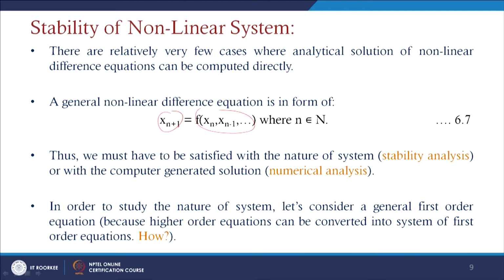Thus, we must be satisfied with the nature of the system first, that is, the stability analysis we have to justify, or with computer generated solutions, that is, numerical computation to find the solution. In order to study the nature of the system, let us consider a general first order equation, because higher order equations with constant coefficients can be converted into a system of first order equations. You can follow this from the last lecture on numerical methods, where an nth order difference equation can be transformed by using certain variables into a first order difference equation.